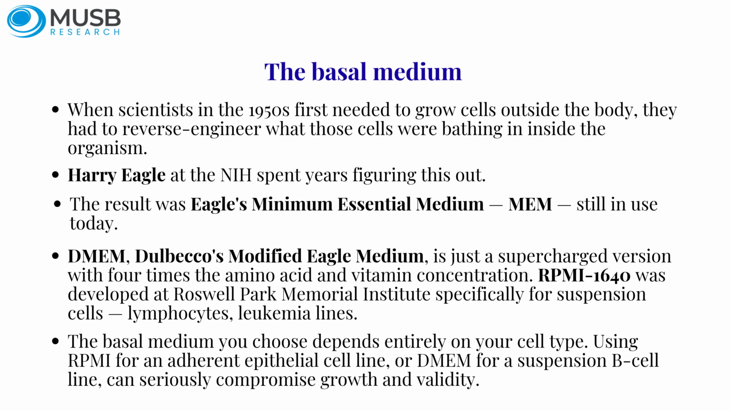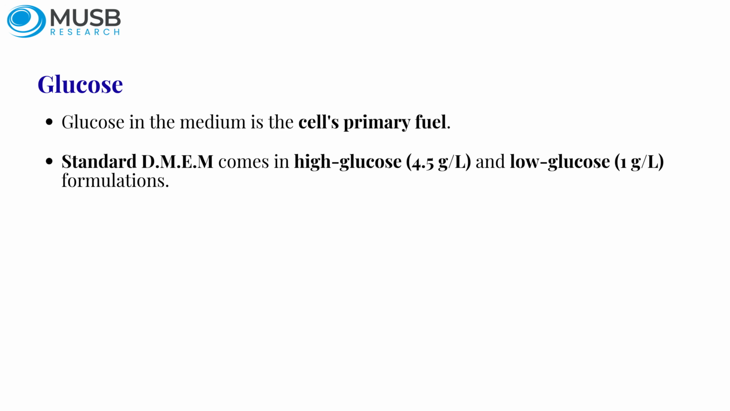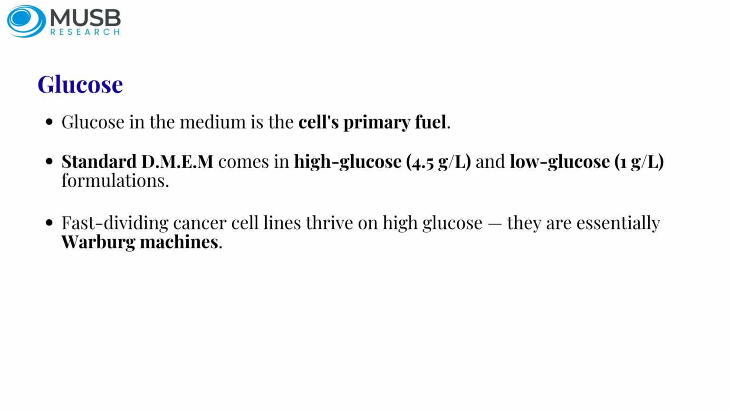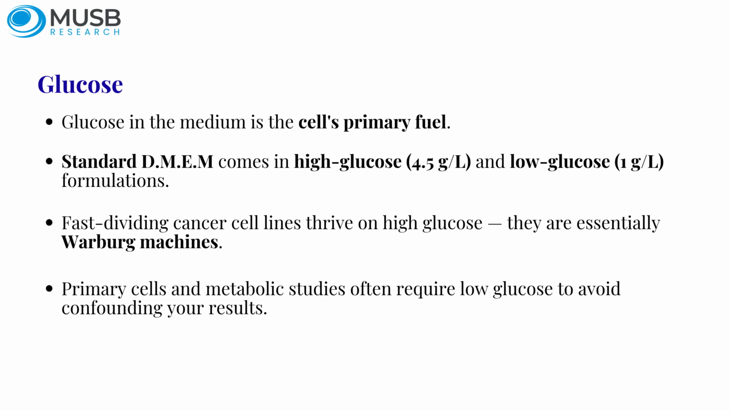The basal medium you choose depends entirely on your cell type. Using RPMI for an adherent epithelial cell line, or DMEM for a suspension B cell line, can seriously compromise growth and validity. Glucose in the medium is the cell's primary fuel. Standard DMEM comes in high glucose, 4.5 grams per liter, and low glucose, 1 gram per liter, formulations. Fast-dividing cancer cell lines thrive on high glucose. They are essentially Warburg machines. Primary cells and metabolic studies often require low glucose to avoid confounding your results.